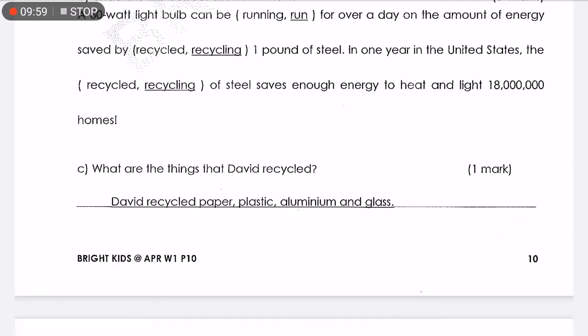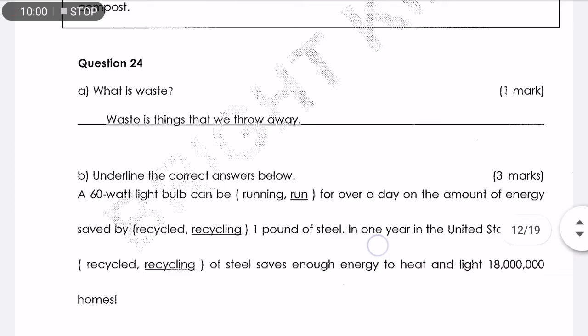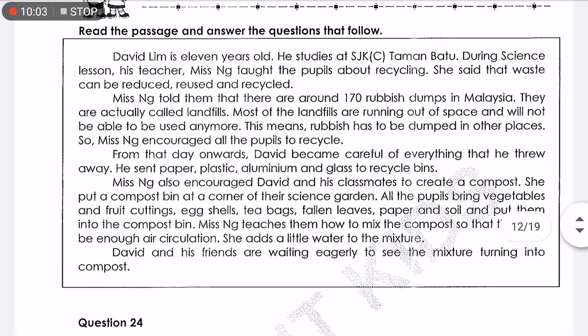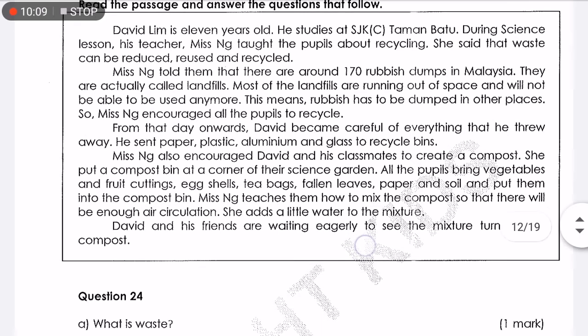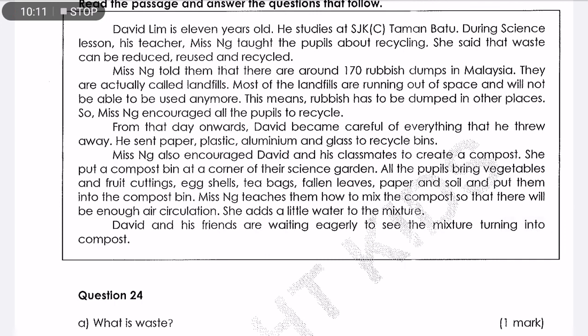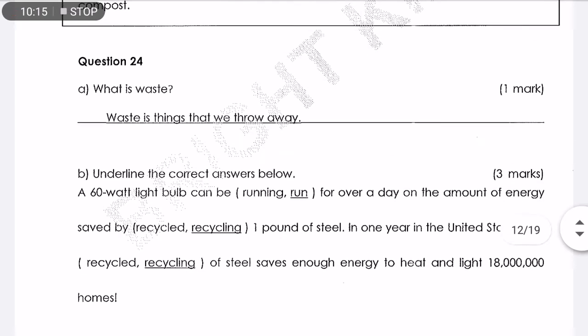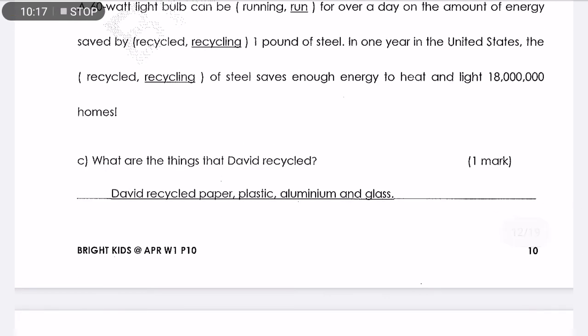C. What are the things that David recycled? Let's take a look. At which paragraph? At the third paragraph. From that day onwards, David became careful of everything that he threw away. He sent paper, plastic, aluminium, and glass to recycle bins. So, how do you answer? David recycled paper, plastic, aluminium, and glass.